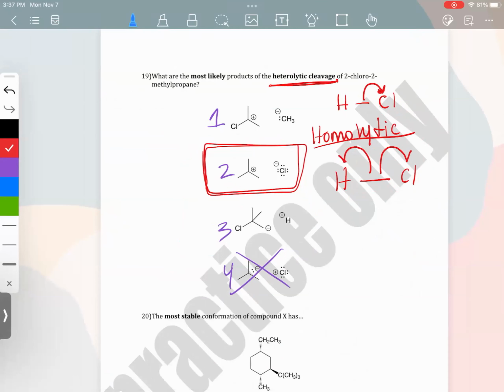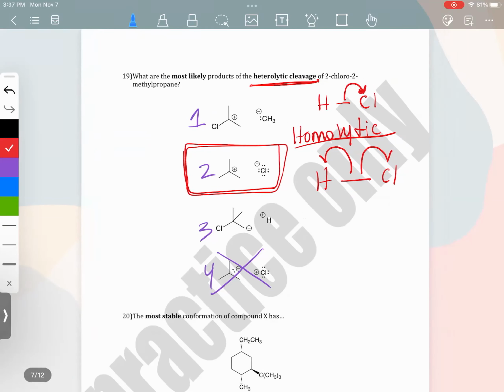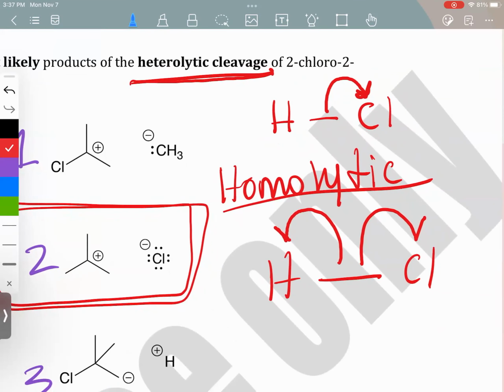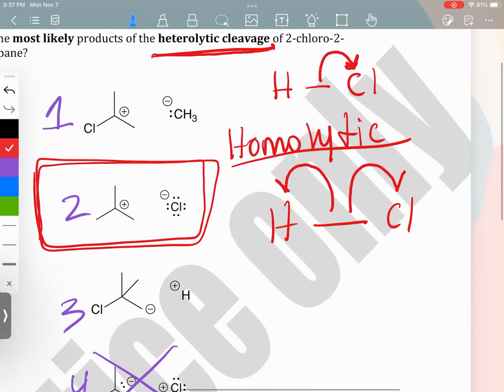Any questions? So in heterolytic cleavage, it just goes to the bigger one, like the electrons? Yeah, so for heterolytic, because chlorine is a bigger atom, it'll handle the negative charge. So both electrons will move to the chlorine, not the hydrogen. And then homolytic is just both, like it's split up.